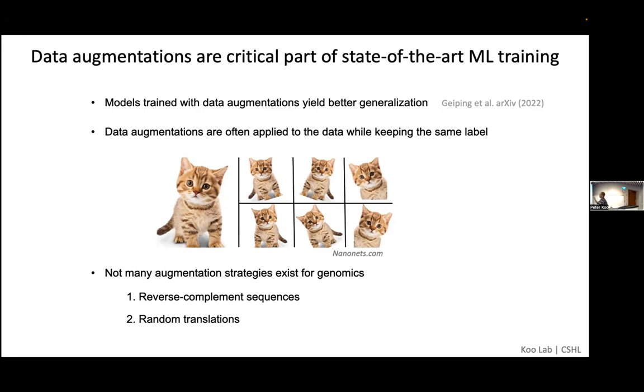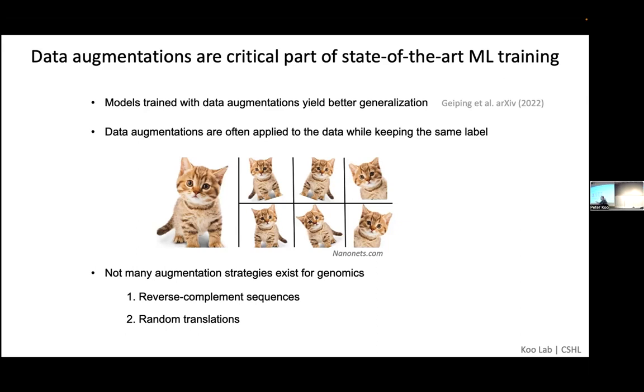So here's an example of that complicated sentence. Suppose we have a cat, we can rotate it or magnify it or translate it. And if you train your model on all of these and you still say that each of them are cats, then your model will learn that, whether I'm rotated or not, it's still a cat. So we're guiding the model to be rotationally invariant and translationally invariant and invariant to magnifications. But there aren't that many augmentation strategies for genomics. And right now we only have reverse complementing the sequence.